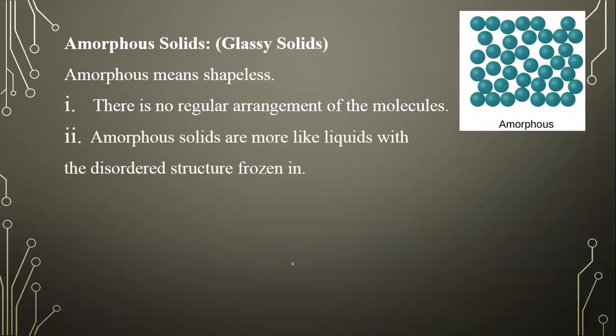Number 2, amorphous solids are more like liquids with the disordered structure frozen in. यानी इनकी जो characteristics हैं वो liquids की characteristics के साथ match करती हैं. यानी इनका जो disordered structure है वो present होगा इनमें. Number 3, they have no definite melting point. But in case of crystalline solids, they were having definite or sharp melting point. In case of amorphous solids, they have no definite melting point.